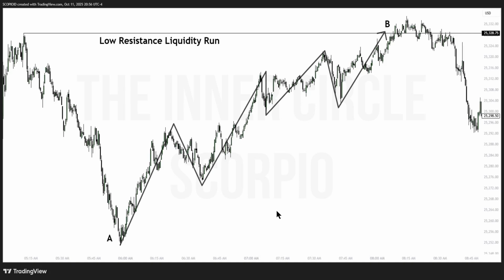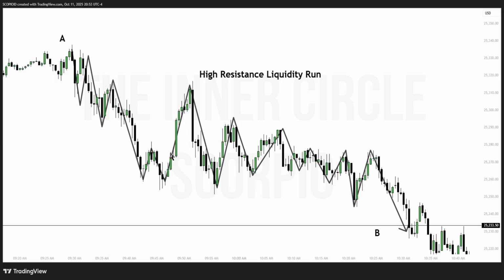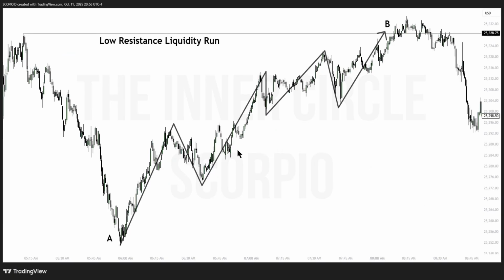Although you might say that, okay, the other one took the same amount of time. Sure, but the other one also was a little bit confusing with all these big wicks up there. This is high resistance because on every PD array there can be a fair value gap here. It just shows a big move up. That means that we might not reach our objective. While on a low resistance liquidity run, it just respects the PD arrays and just goes up slowly.